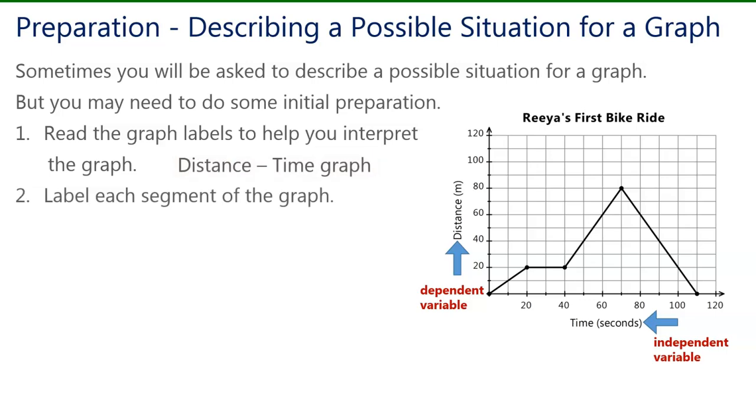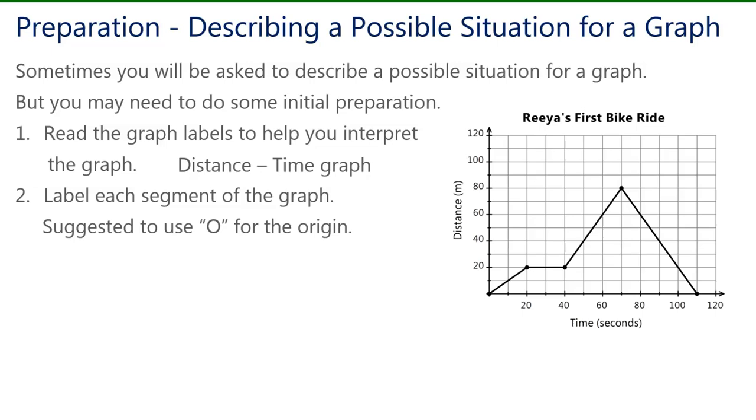Next, label each segment of the graph. It is suggested to use O for the origin. Then you can use other letters for the other vertices. Here's vertex A, B, C, and D.